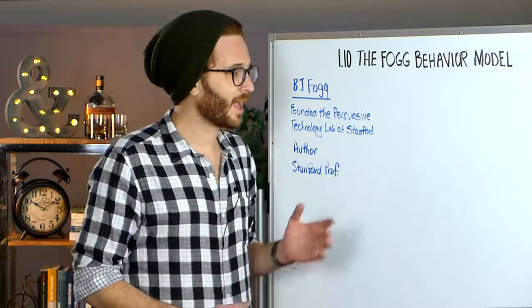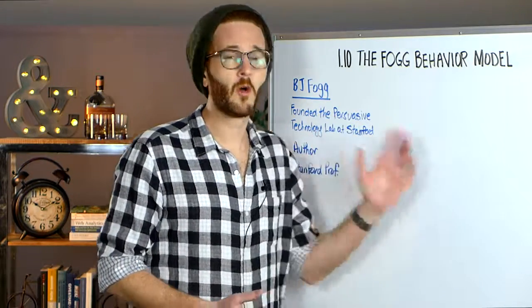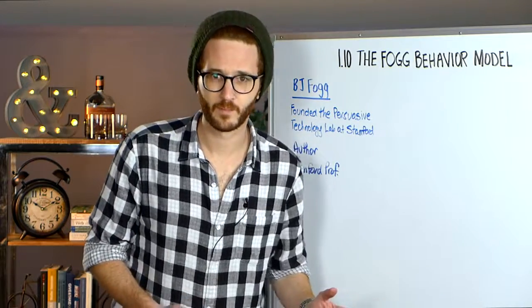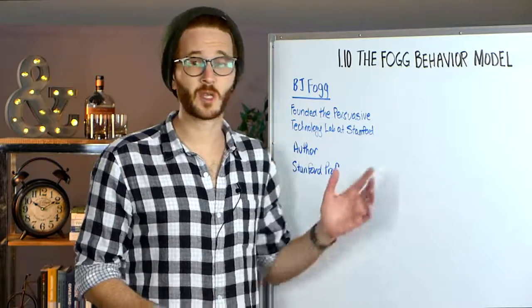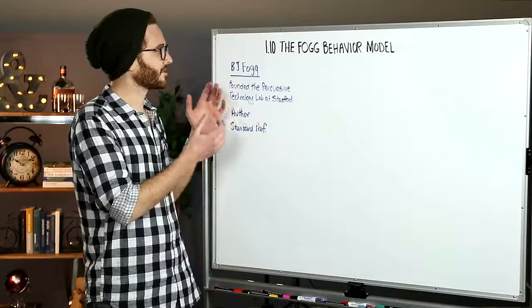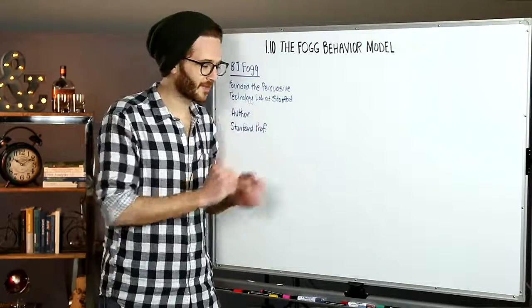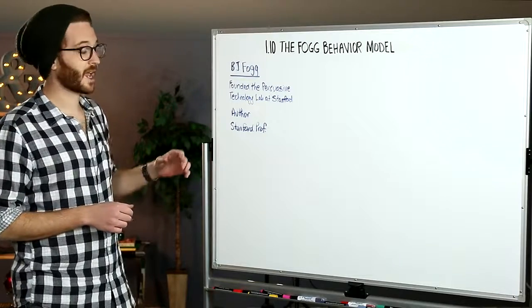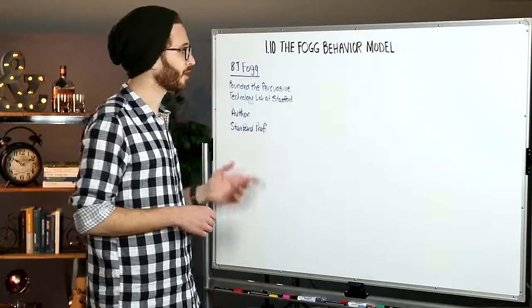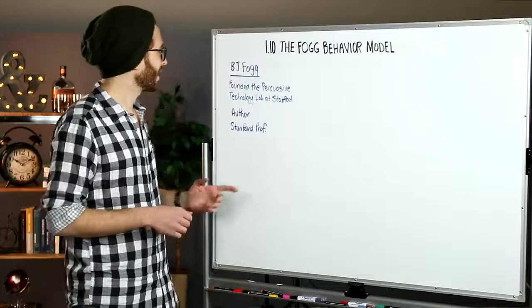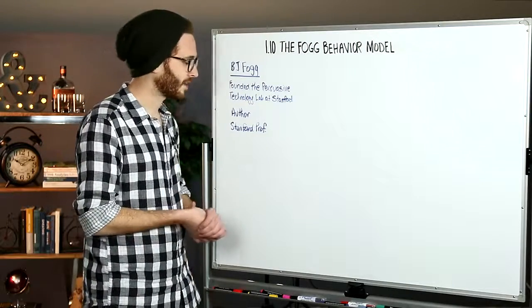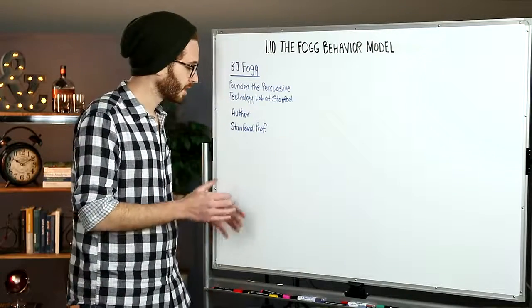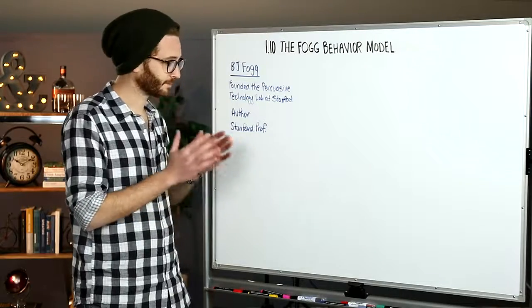And there's no behavioral formula that is more elegant, that is more simple than the Fogg behavior model. So let's talk about the Fogg behavioral model for a minute. It was introduced by B.J. Fogg, who is a Stanford professor. He's an author, he's a behavioral scientist, and he also founded the Persuasive Technology Lab at Stanford University. So he knows what he's talking about.